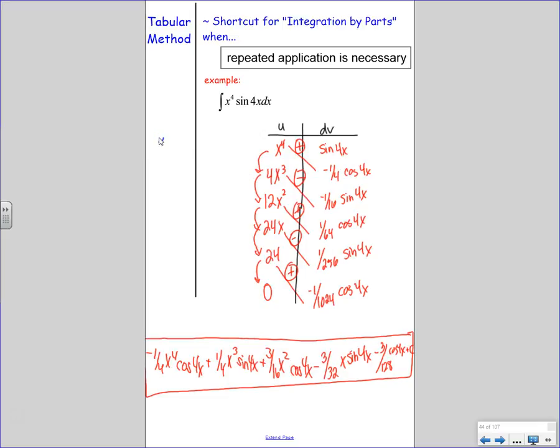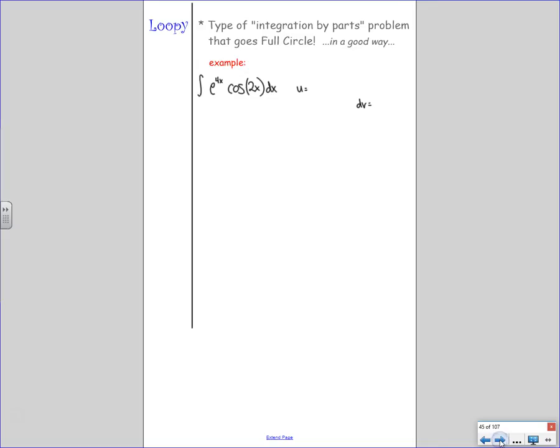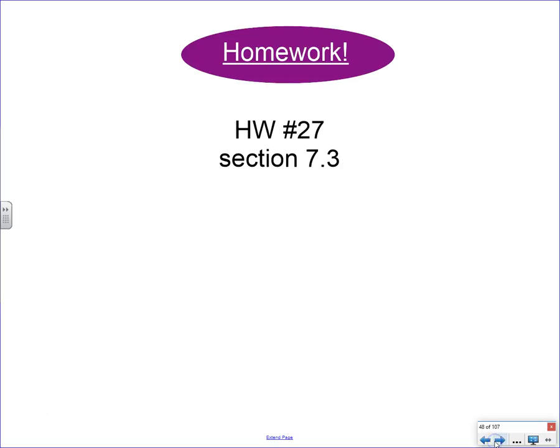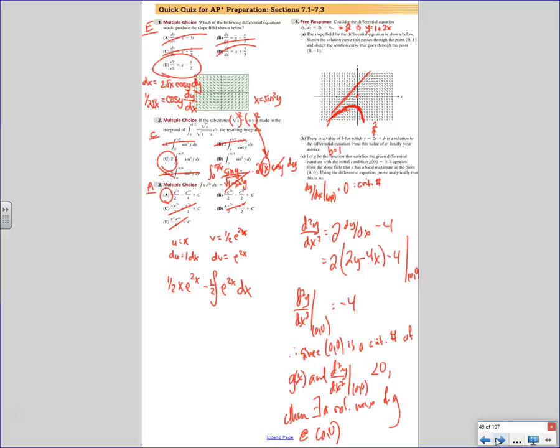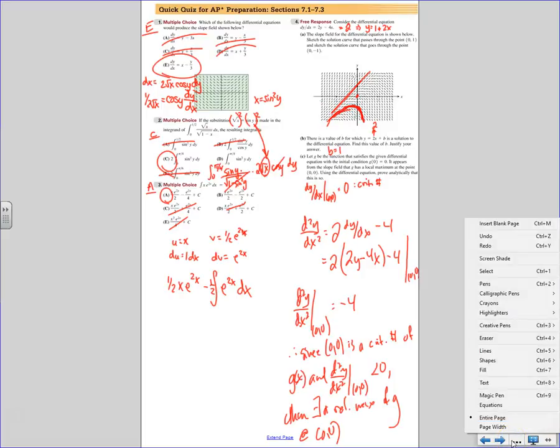So let's go back to that multiple choice one that we did just a second ago in your notes. You guys have to do it again, but would the tabular method work? Yes. The integral was, we have the integral of x times e to the 2x dx, true? There's not a huge power of x.